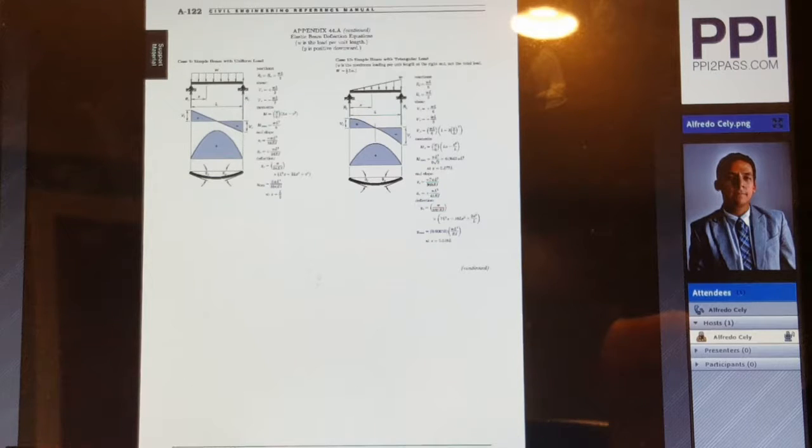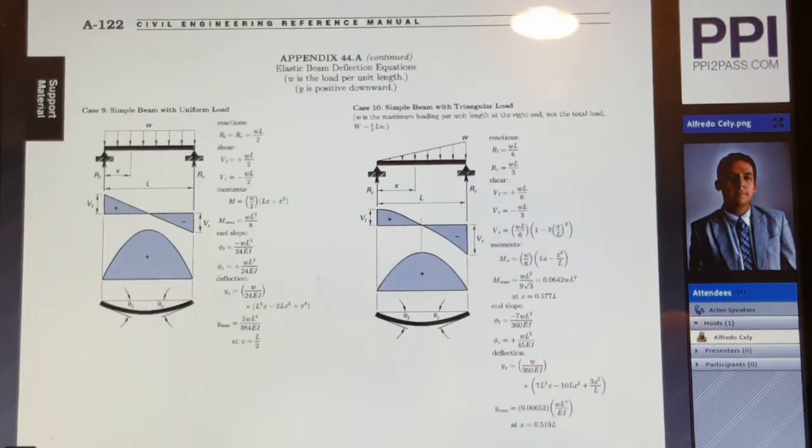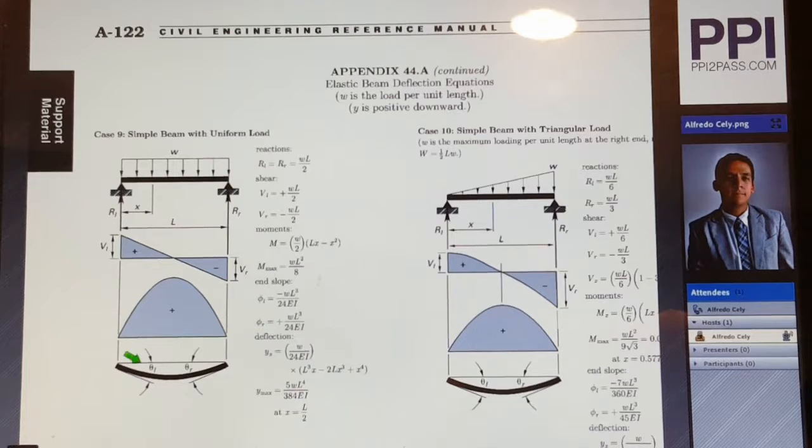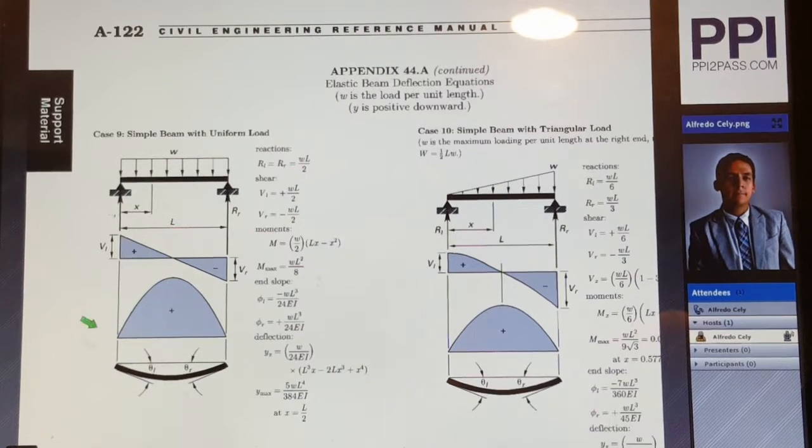And each one of these cases will provide you with the following information. First, what I like the most is information on the left side, which gives you the loading description, the shear diagram, the moment diagram, and the description of the deflection. And on the right side, it gives you the equations to calculate all of these. Most important, it gives you information how to calculate the maximum moment and how to calculate the deflection, which will be or could be some of the key items that you may be asked to find in the PE exam.